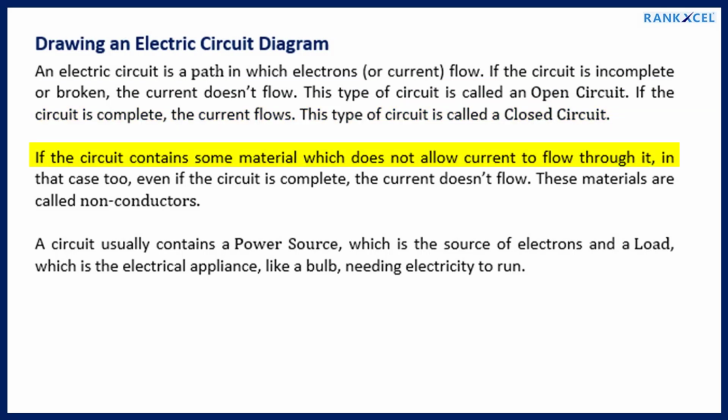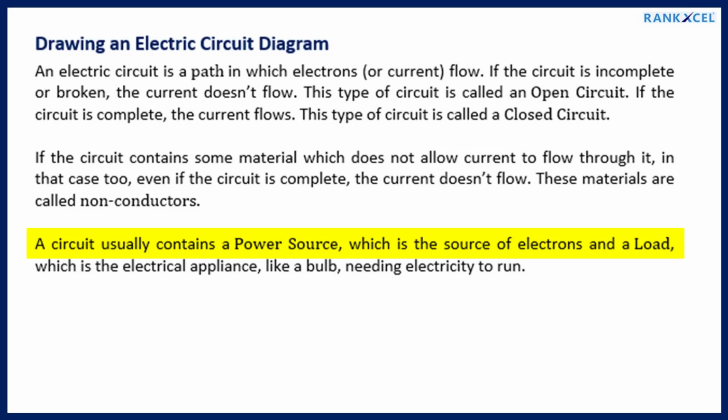If the circuit contains some material which does not allow current to flow through it, in that case too, even if the circuit is complete, the current doesn't flow. These materials are called non-conductors. A circuit usually contains a power source, which is the source of electrons, and a load, which is the electrical appliance, like a bulb, needing electricity to run.